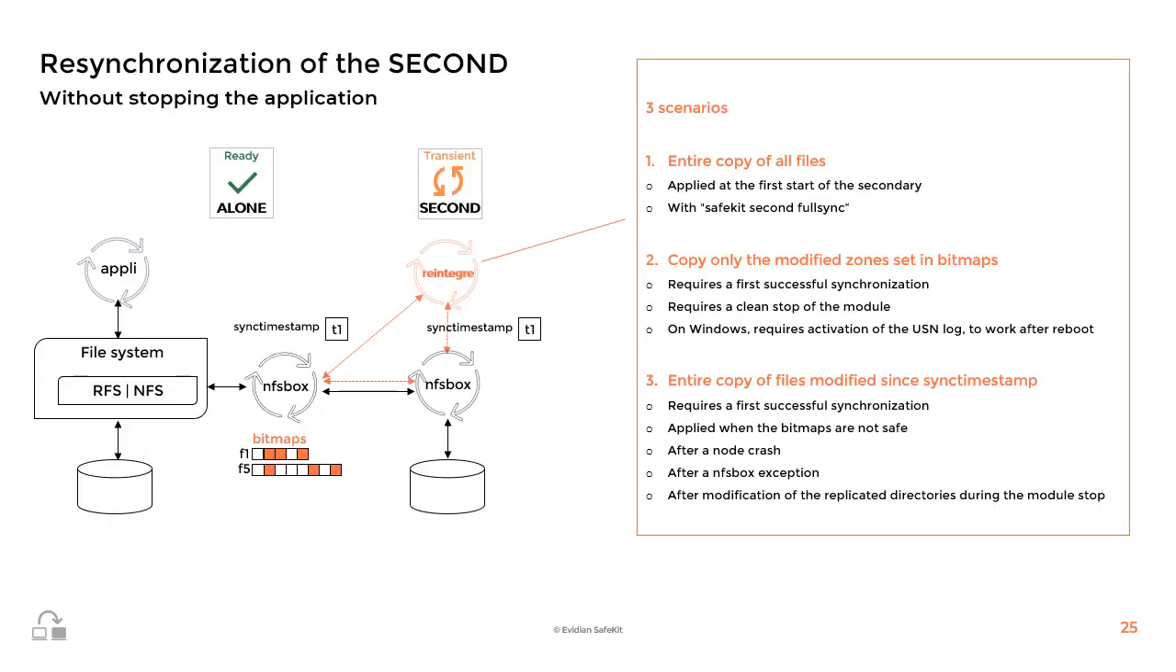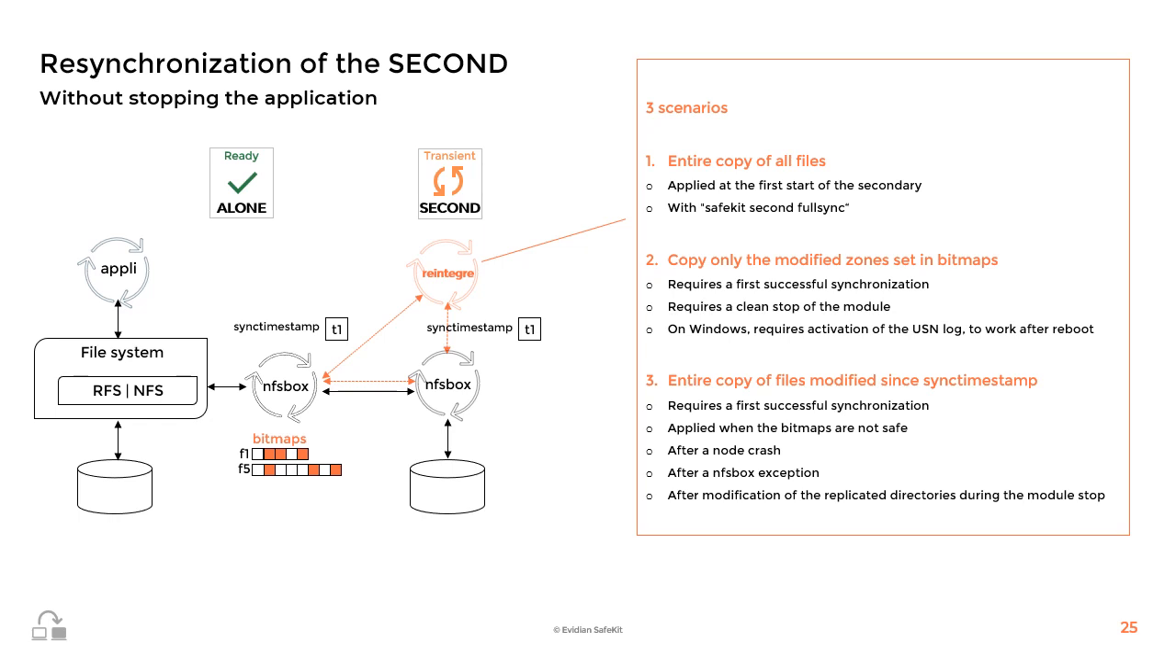Let's examine the process of resynchronizing the secondary node without stopping the application on the primary node. The resynchronization is implemented by the process named reinteger and running on the secondary node. There are three key scenarios to consider. First, there's the entire copy of all files. This is applied at the first start of the secondary node or when using the SafeKit second full sync command.